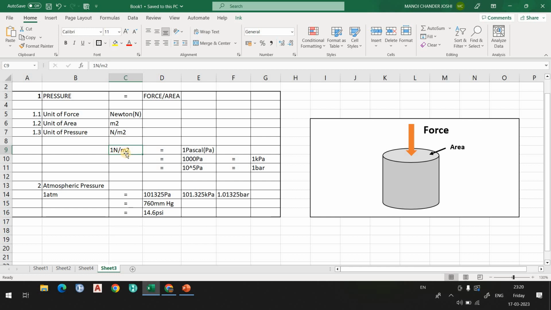And 1 Newton per meter square is also known as the Pascal. This Pascal is a very small unit of the pressure. That's why you will see that we can write 1000 Pascal as 1 kilopascal, and 10 to the power 5 Pascal can be written as 1 bar. Okay, that means 1 bar is equal to 10 to the power 5 Pascal. Are you getting my point? What I want to say?